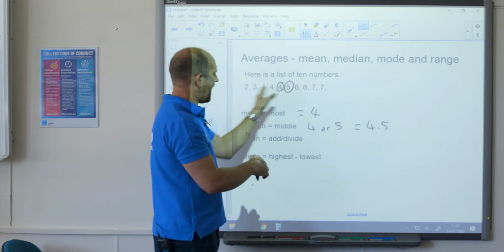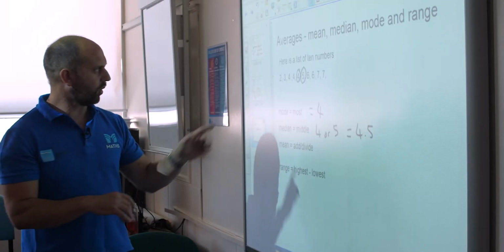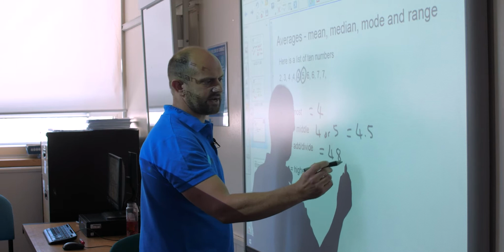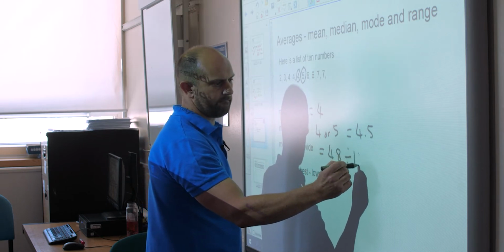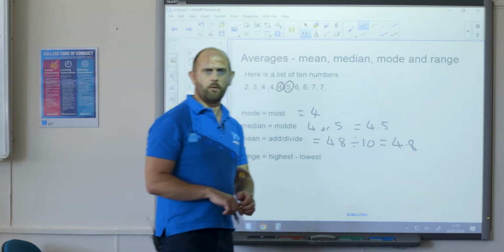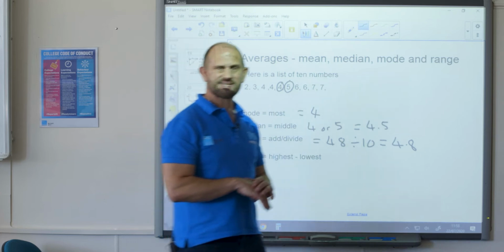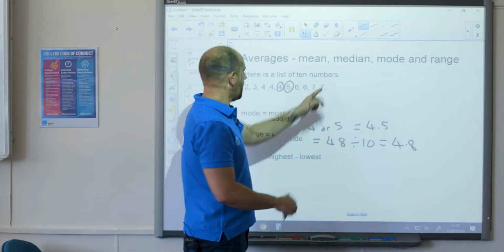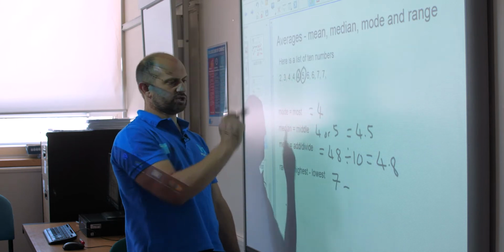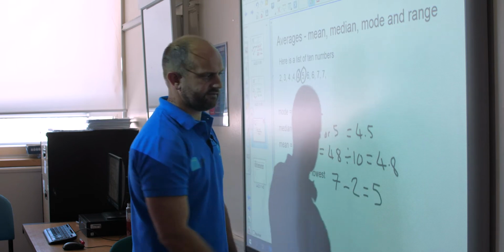The mean, I'm going to add them all up and divide by the number of values. So if I add all of these numbers up here, I get 48, and I'm going to divide that by 10. So my mean then is 4.8. And finally, the range is the highest, take away the lowest. So here my highest number is a 7. I'm going to subtract the 2, my lowest number, and that gives me 5.